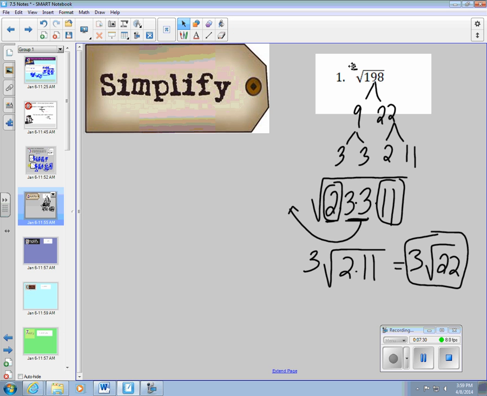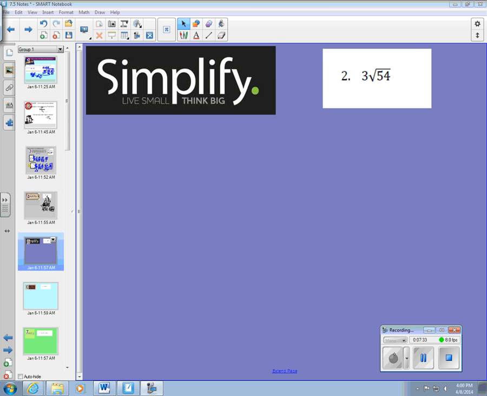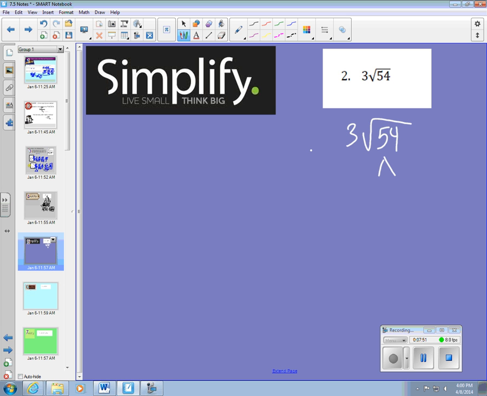All right, and moving on to our next problem here, let me just change color. All right, so we have 3 root 54. Notice that 54 is not a prime number. We need to simplify this in order to simplify the whole radical. So the easiest thing to do is break it down into its prime factors. So we can break 54 down into 9 and 6. Still not prime, so we have 3 times 3 gives us 9, and 2 times 3 gives us 6.